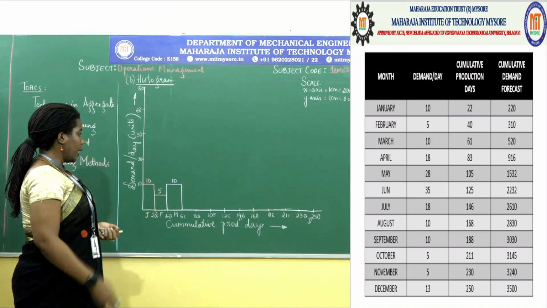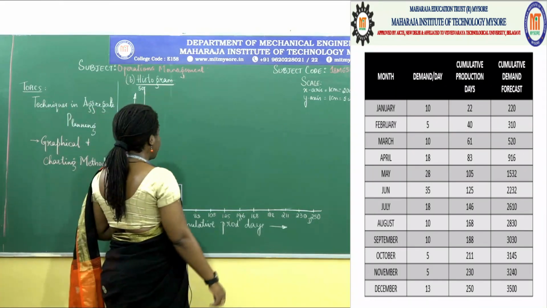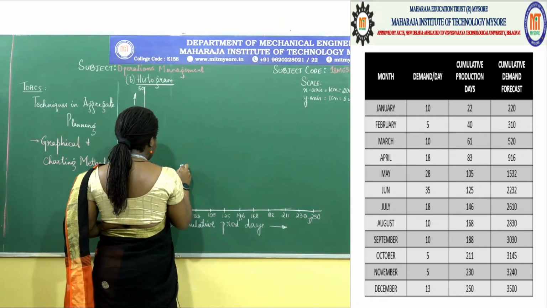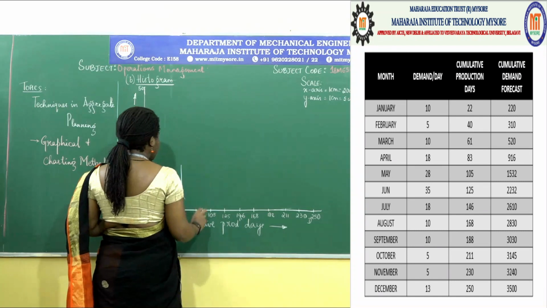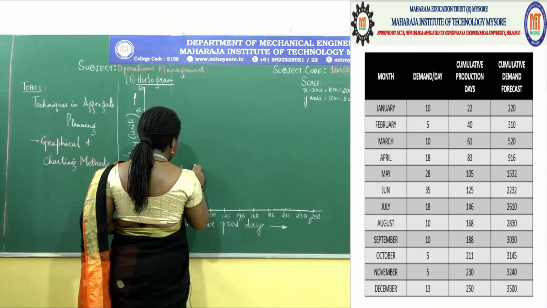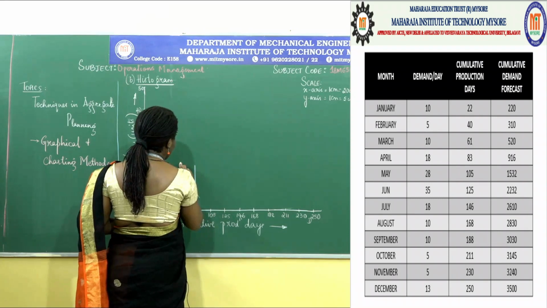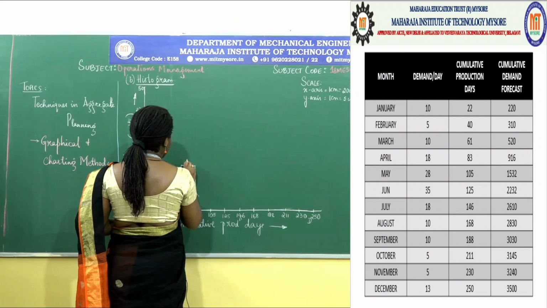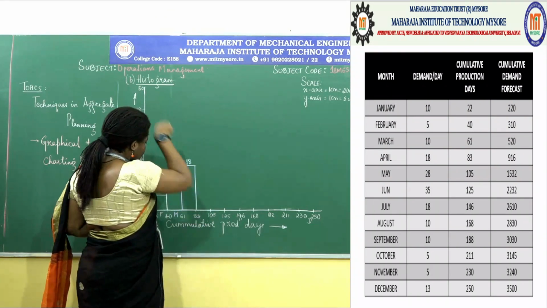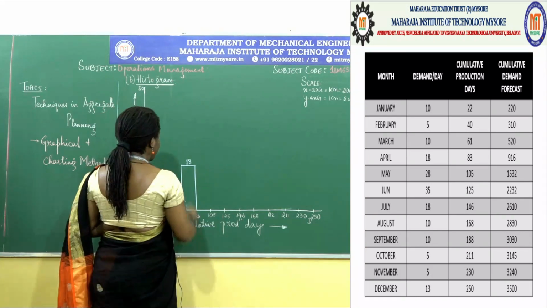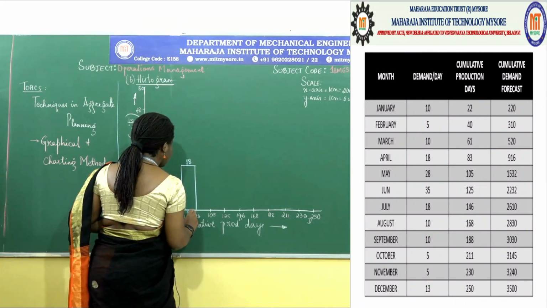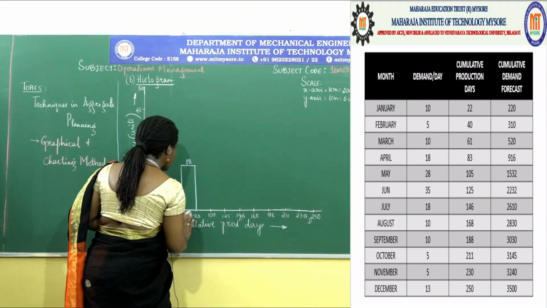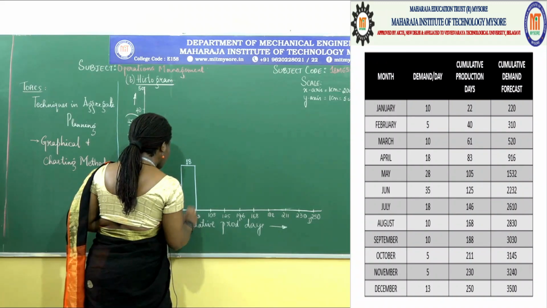Further, moving on, April. The demand for the month of April is 18 units, and the number of production days is 83 days. So we plot the demand of 18 units for the month of April.